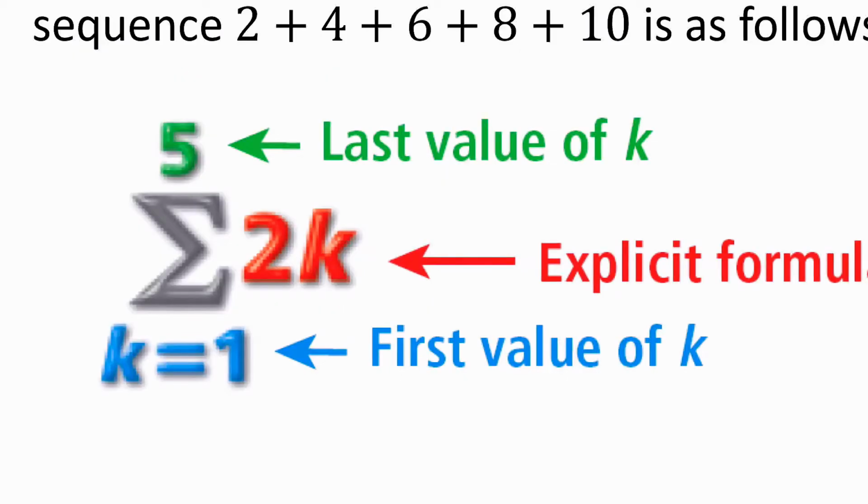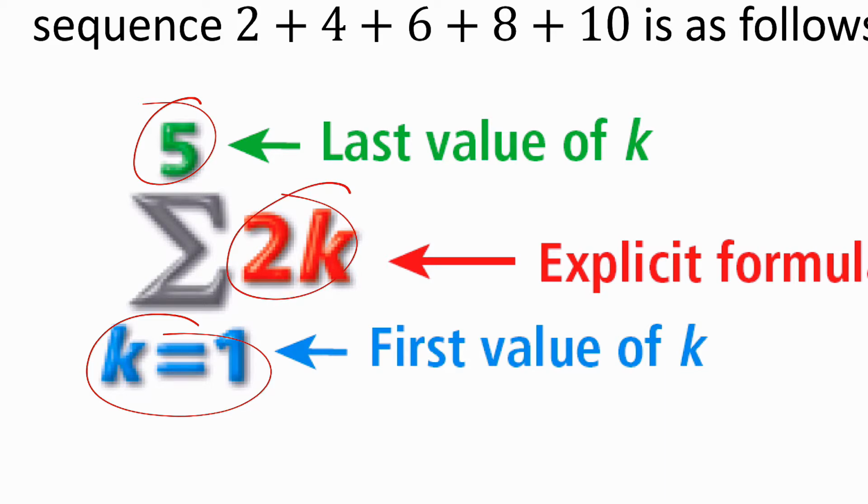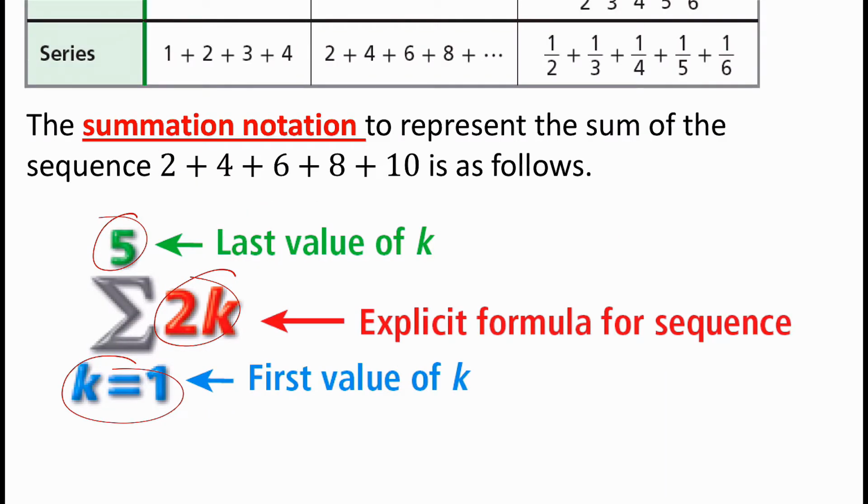The bottom number here tells us k equals 1. That says it's the first value that we're going to plug into our equation. In other words, it's telling you what term you're starting with. We're starting with the first term. This top number here is the last value of k that we're going to plug in. In other words, we're stopping at the fifth term. So we're starting from the first term, going to the fifth term, and this 2k right here tells us how we find each individual term.